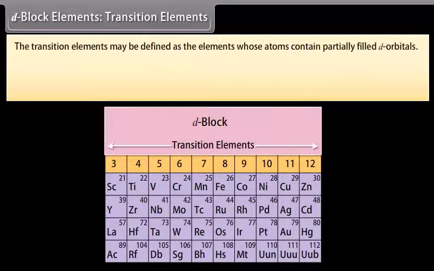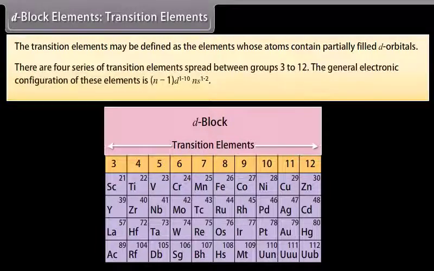The transition elements may be defined as the elements whose atoms contain partially filled d orbitals. There are 4 series of transition elements spread between groups 3 to 12. The general electronic configuration of these elements is (n-1)d1-10 ns1-2.